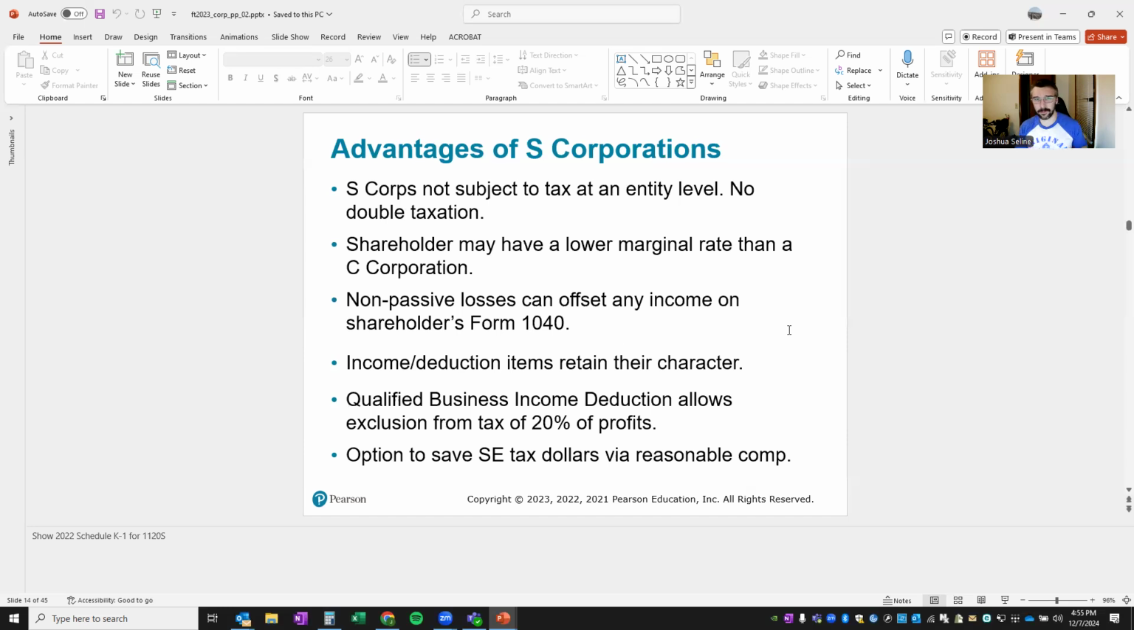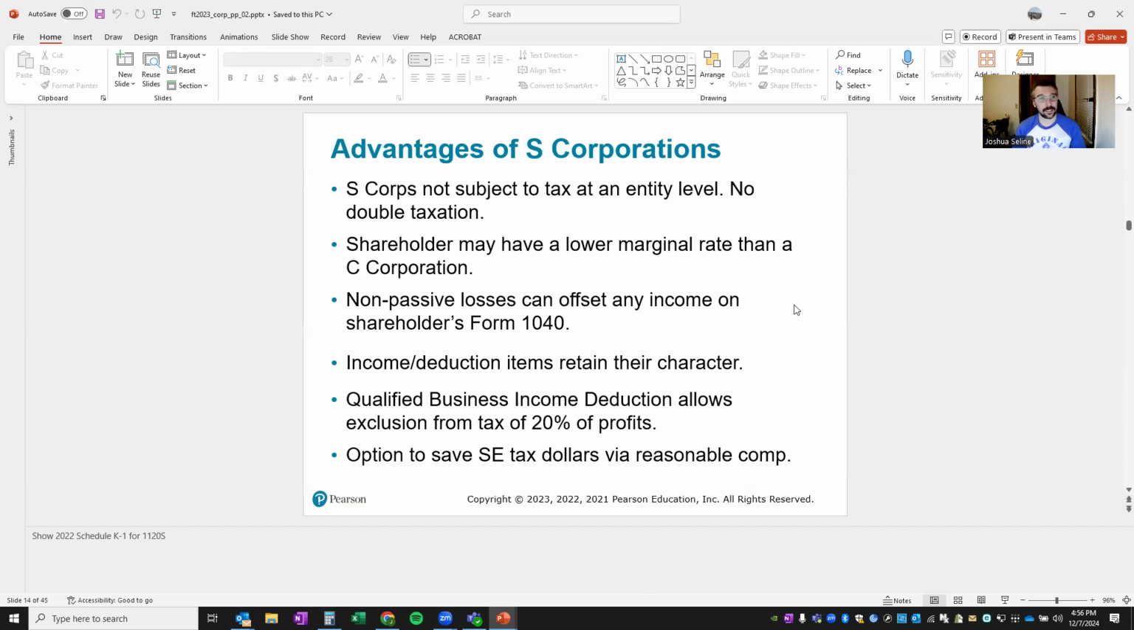Advantages of S corporations. Probably what you see the most right now, could change if the marginal tax rate for C corps gets lowered from 21% to 15%. Then you're going to see a lot of people that think that that's a pretty attractive offer, right? 15% is going to be considerably lower than an S corp rate generally. Your marginal rate for an S corp owner could be 37%, whereas with a C corp, if it drops to 15%, that's a 22% difference. That's significant.